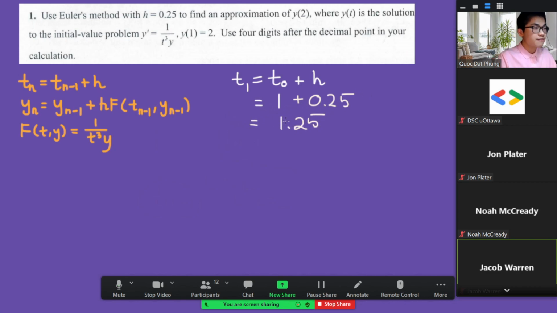And an advice that I think is important is whenever you find a value, you should write it down to the side. So t0 is equal to 1, y0 is equal to 2, then t1, which we just found, is equal to 1.25.